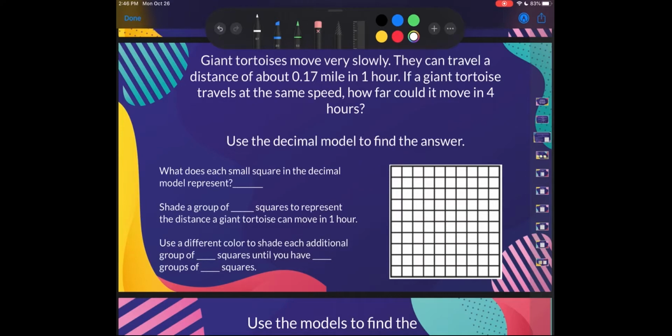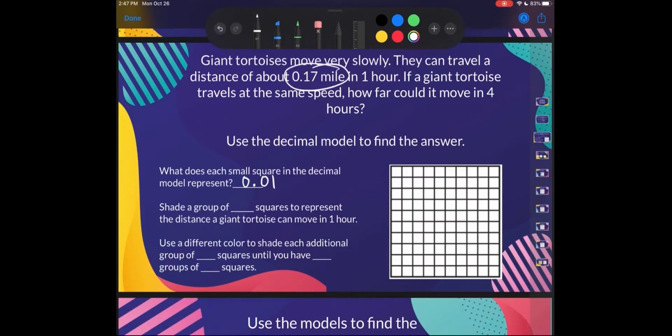So now, same problem. Now we're going to use our decimal model to find the answer. A decimal model is a hundreds grid. So what does each small square in our decimal model represent? Hundreds grid means that there are 100 little squares throughout this entire thing, so one of them would represent 0.01, one hundredth. And so now we're going to shade our group of squares to represent the distance a giant tortoise can move in 1 hour.